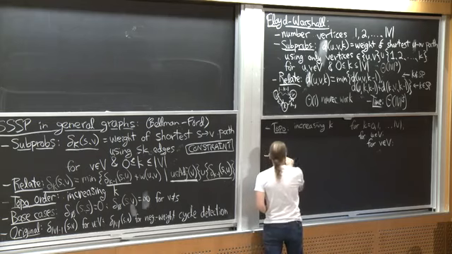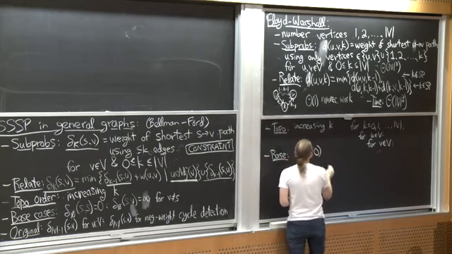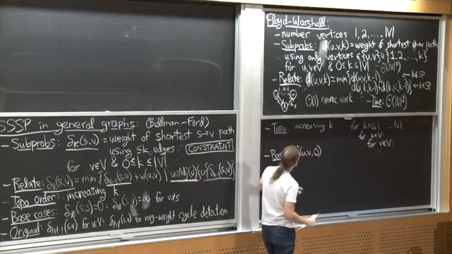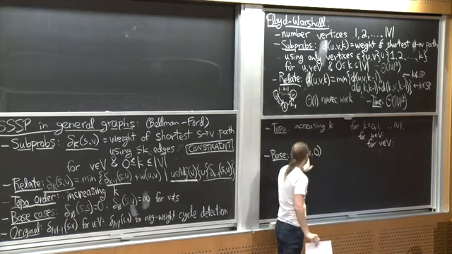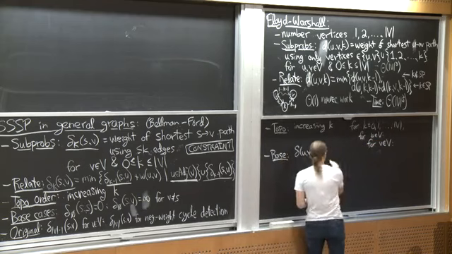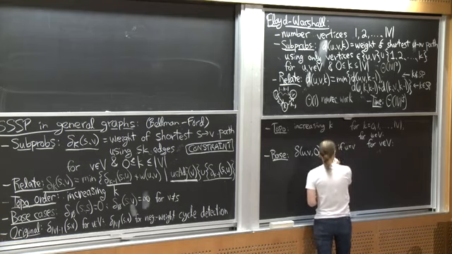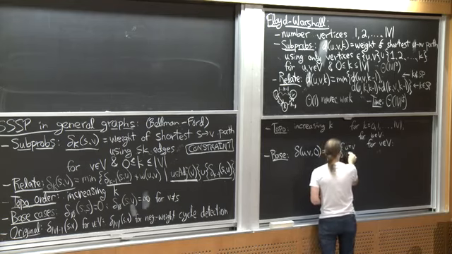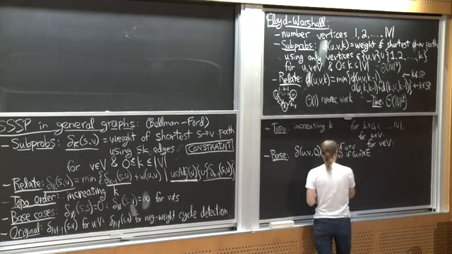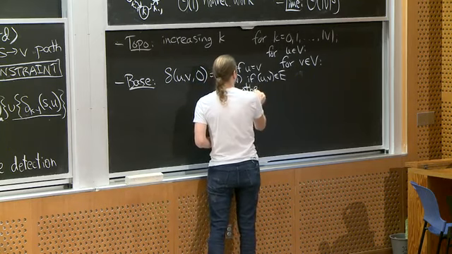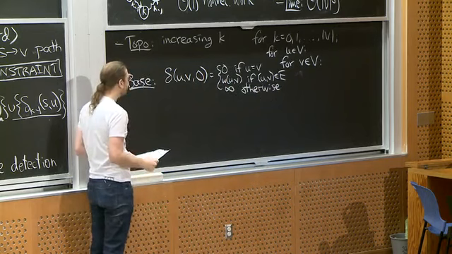Base case here is D(u, v, 0). So I have to define what that means, but when k equals 0, the 1 through k set is empty. So all I'm allowed to use are my vertices u and v. And so there are 3 cases for this. It's 0 if u equals v. It's w(u, v) if there's an edge from u to v. And it's infinity otherwise. OK, but easy base case, constant time for each.